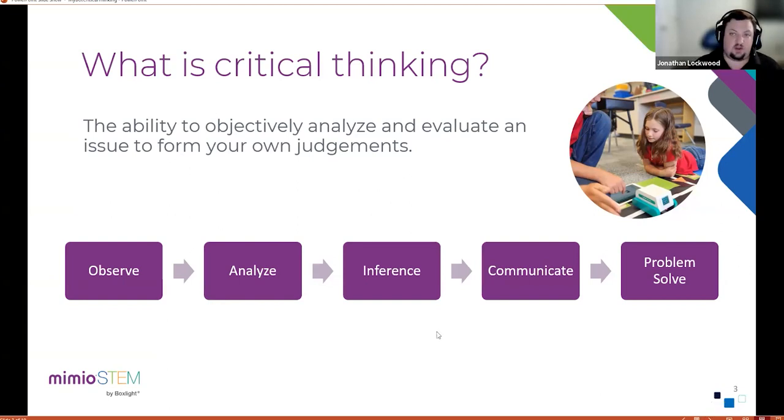And these stages that work through critical thinking are given here. We have the observe stage, analyze, inference, communicate, and then problem solve. So we're going to talk through these 5 stages today and how they connect with robotics specifically.